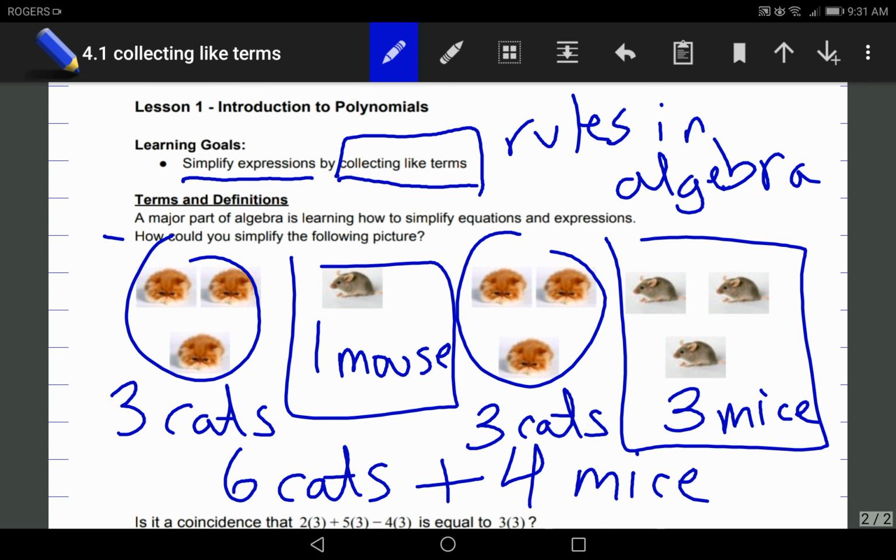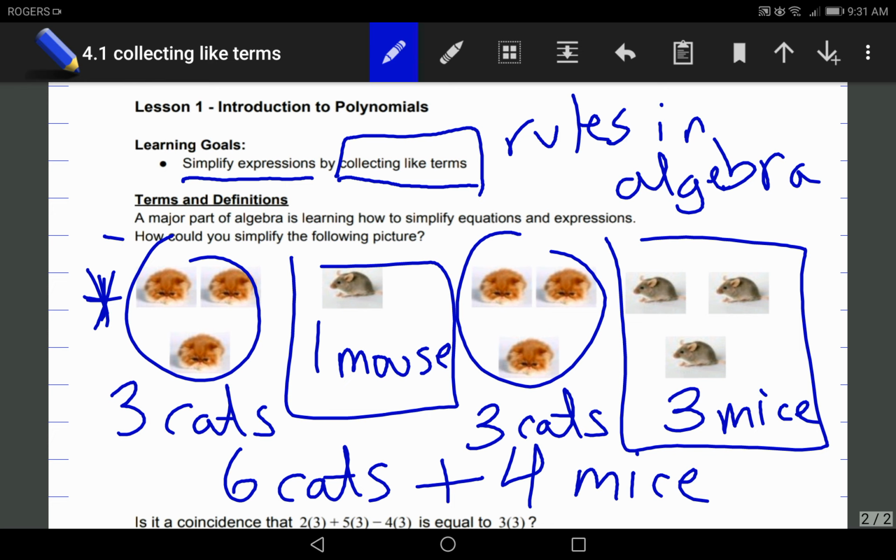So I took this expression. Let's think of this up here as an expression of 3 cats plus 1 mouse plus 3 cats plus 3 mice. And I did what's called simplified it. I said, okay, I'm going to take that expression and I'm going to add the terms that are the same. Essentially, I'm going to add the pictures that are like each other. And that is 6 cats plus 4 mice. So that's what this lesson is all about today.